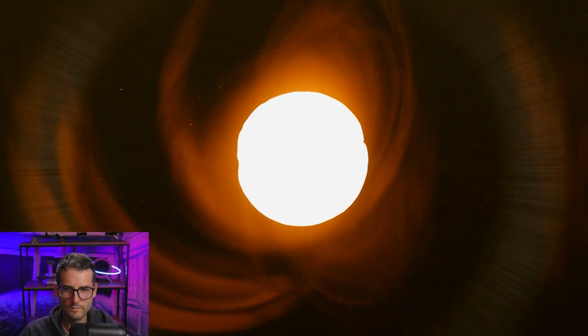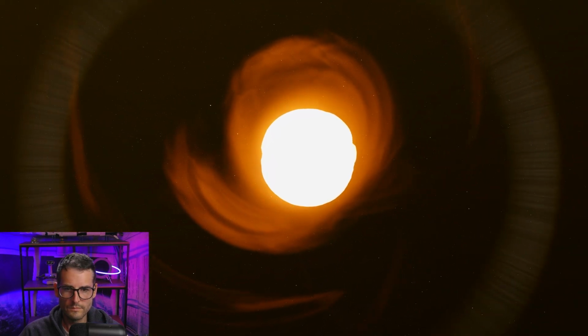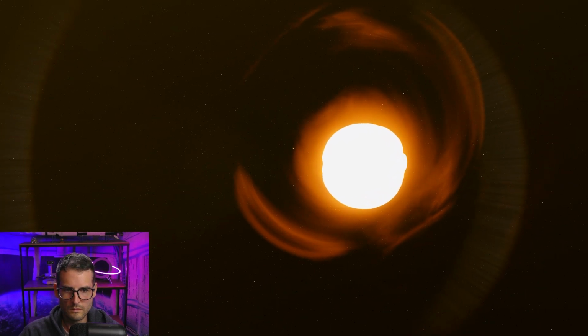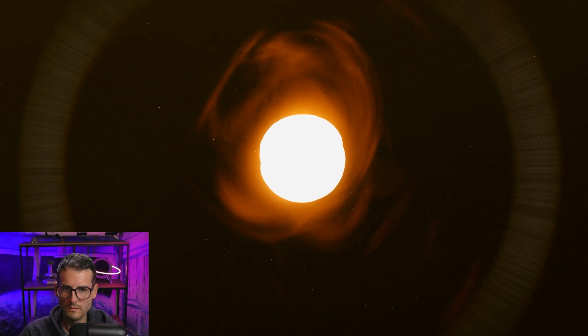After losing its outer layers, the hot core of the star is left behind, and the core becomes a white dwarf, about the size of the Earth, but with the mass of the Sun. This slowly cools over billions of years.